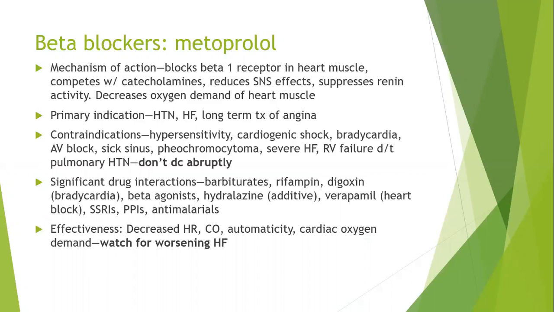So let's look at beta blockers. The prototype for this group is metoprolol. It blocks beta-1 receptors of the heart muscle, competes with catecholamines, reduces the SNS effect, and suppresses renin activity. It decreases oxygen demand of heart muscle. So the main indication is for hypertension, heart failure, and long-term treatment of angina. So it's not something that's going to acutely get rid of chest pain.